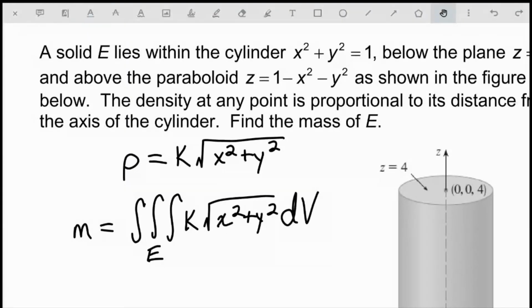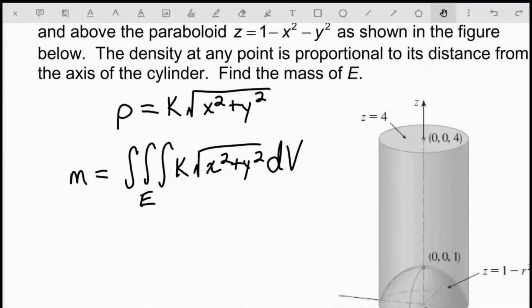Now, again, I can recognize that I probably want to use cylindrical coordinates here because I'm seeing a lot of x squared plus y squared, which indicates to me this would be very easy to convert over into cylindrical coordinates. Okay, so let's think about, first of all, our z limits of integration. You can see that we've got this paraboloid down below, and then we have z equals 4 up above. Well, the paraboloid 1 minus x squared minus y squared is the same as 1 minus r squared.